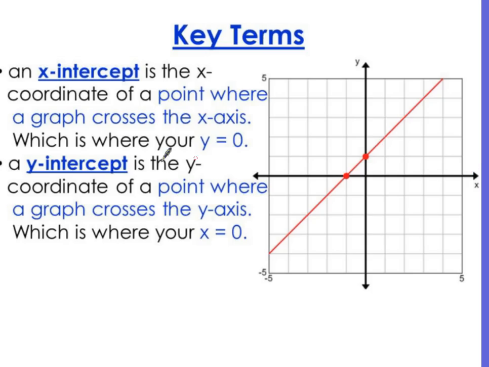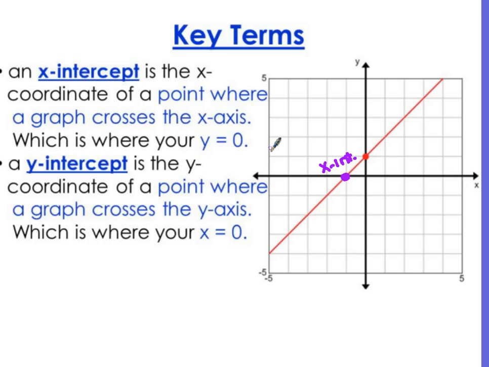So ignore this red line for a second. If I need to find an x-intercept, that would be where any line crosses my x-axis. So in this case, in the red line's case, this would be my x-intercept because that's where it crosses the x-axis. Okay?